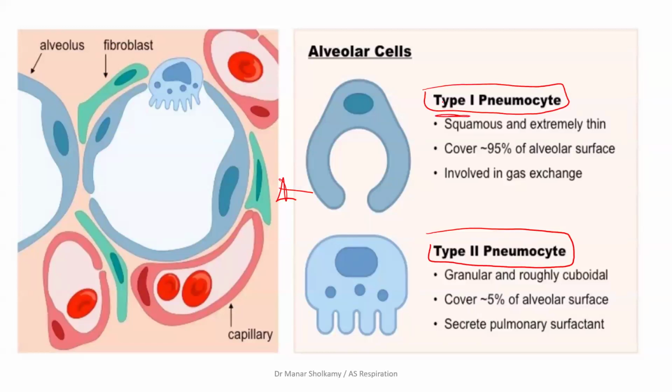The type 1 pneumocyte is this one. This is the type 1 pneumocyte or the type 1 alveolar cell. This is a very, very thin squamous cell. Okay, very thin, and it is very thin so that it facilitates diffusion. And 95% of the alveoli is made up from the type 1 pneumocyte, the thin squamous cell. Nice? Any questions? Its function is for gas exchange. Anything hard about what I said?